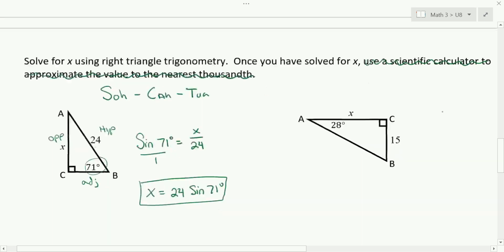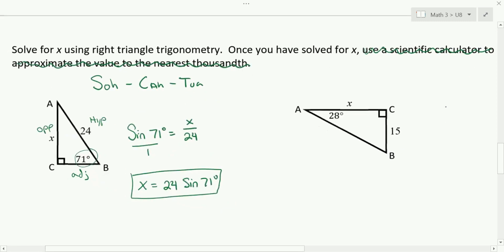For this next one, just as I did in this first example, I want you to pick your reference angle. I want you to label that triangle, label the sides opposite, adjacent, hypotenuse, and then decide which trig function we need, sine, cosine, or tangent, to solve for x. So take a moment, set that up just like we did in this problem, and then see if you can solve for x the way we did.